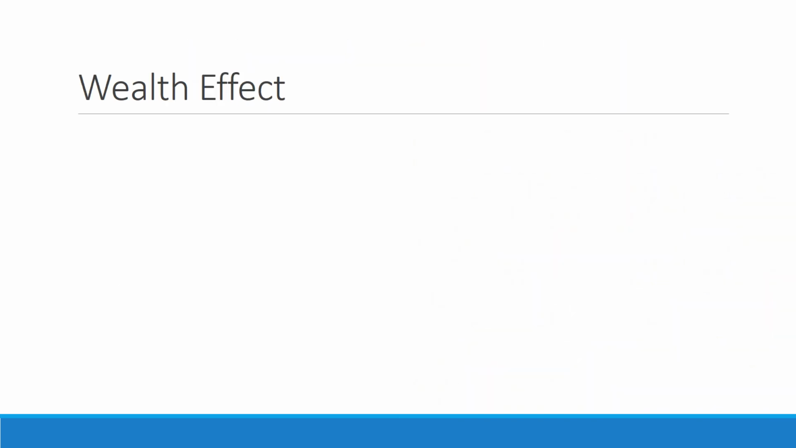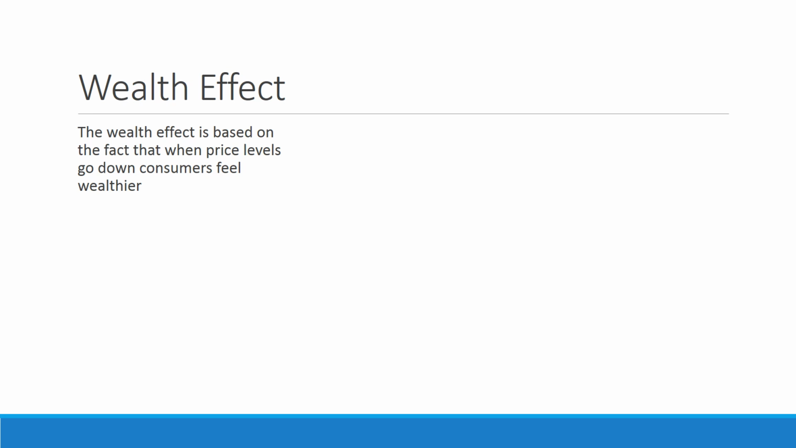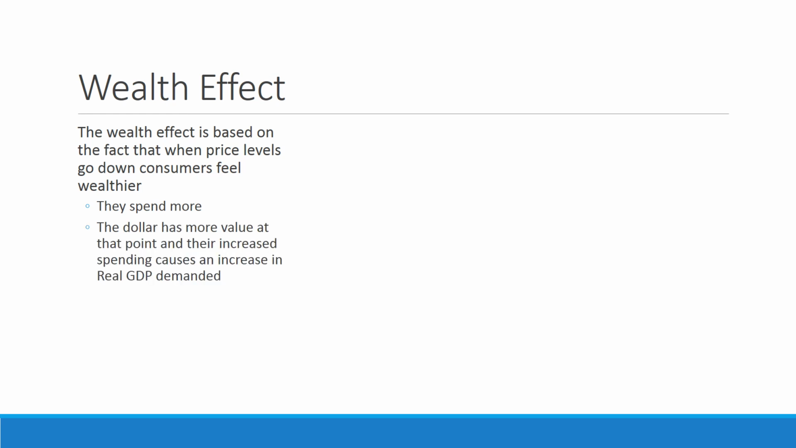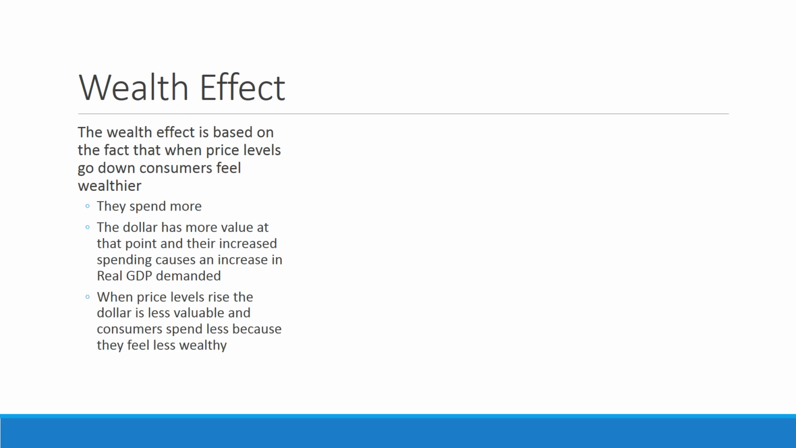So let's start with the wealth effect. The wealth effect is based on the fact that when price levels go down, consumers feel wealthier and they spend more. The dollar has more value at that point, and their increased spending causes an increase in real GDP demanded. When price levels rise, the dollar is less valuable and consumers spend less because they feel less wealthy. So it's really easy to figure out.